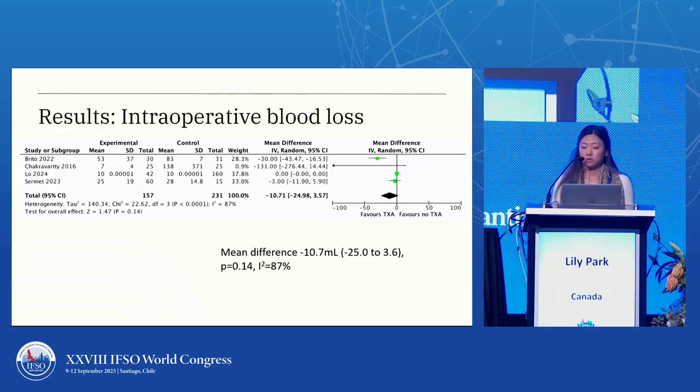Intraoperative blood loss was no different between the two groups. There was about a 10 mil difference, which again, p-value was 0.14. I-squared value was significant at 87%. With the leave one out sensitivity analysis, this didn't really explain where the heterogeneity originated from.